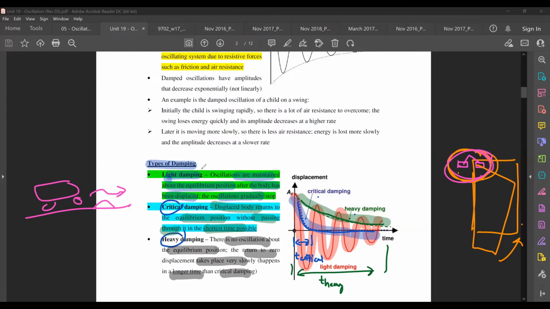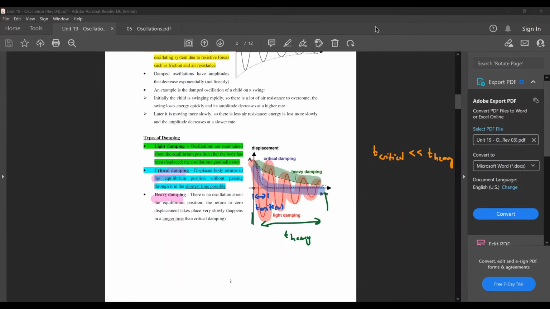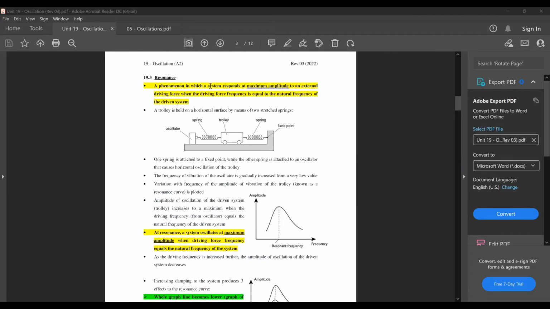If your car is light damping, you will notice that once your car moves through your bump, it keeps on oscillating up and down. Okay, that is not good. What we want is critical damping for your car, so that once you go through your bump, your car body will displace a little, but then it goes back to equilibrium in a very short time. Okay. So I'll move on to the next part, which is resonance.